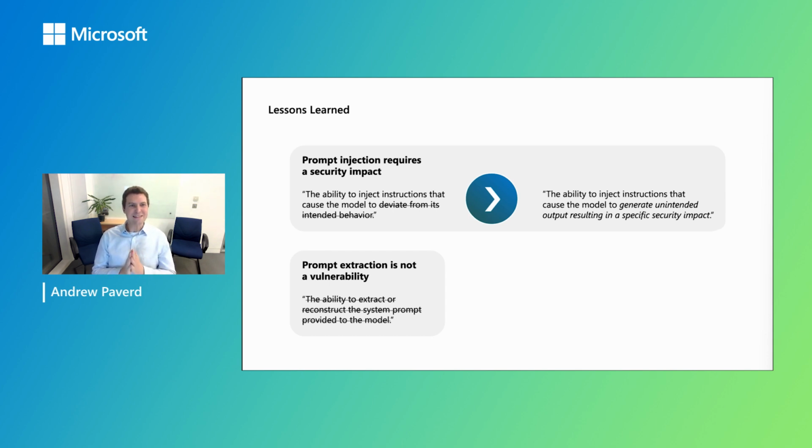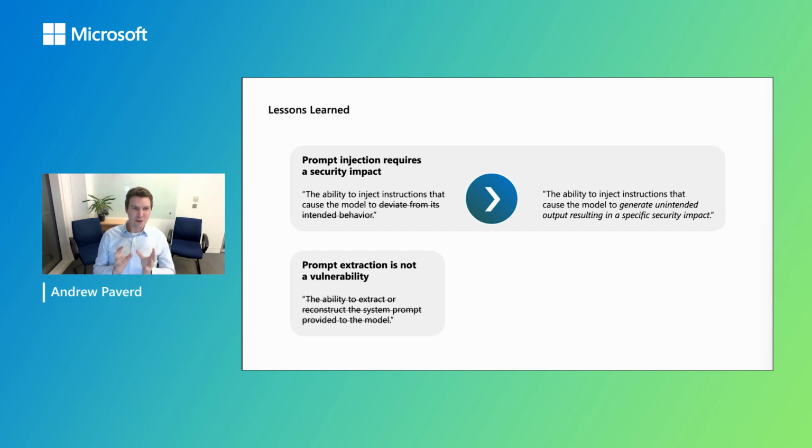The first lesson is that prompt injection requires a security impact. As you can see here, the text on the left-hand side shows what we initially had back in August last year when we published the AI bug bar. We defined prompt injection as the ability to cause the model to deviate from its intended behavior. At the time, that was quite all-encompassing, but in hindsight, we realized that's actually pretty vague.